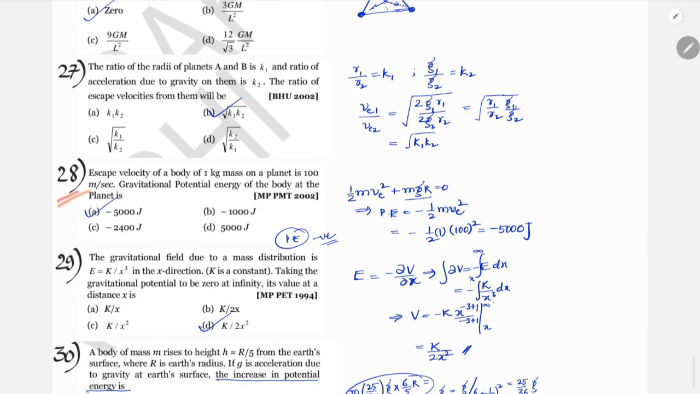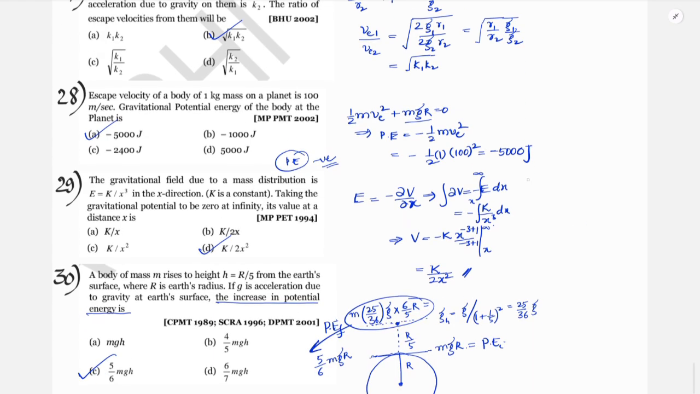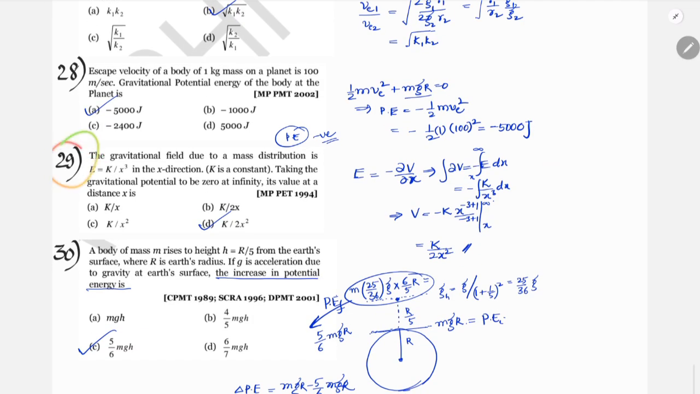Next, problem number 28. Many solved it, I saw, but they chose this one. Potential energy is always negative. If they didn't mention this and this option was not there, let us suppose, then you could choose this. But this option is there, which means you need to use this one. Why? Potential energy is always negative. So that is the reason. Okay, half mv square, the same formula only. Potential energy is equal to minus half m v escape squared. Now in the given data, just substitute, you will get 5000 joules, but negative. Answer is 20. Problem number 29.